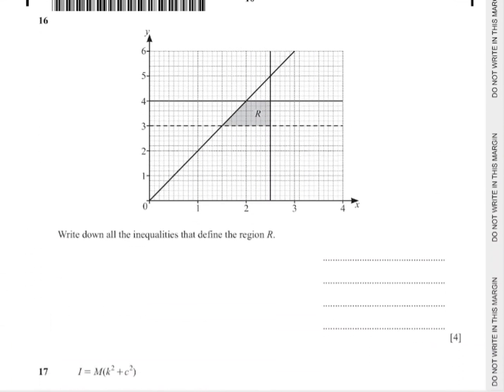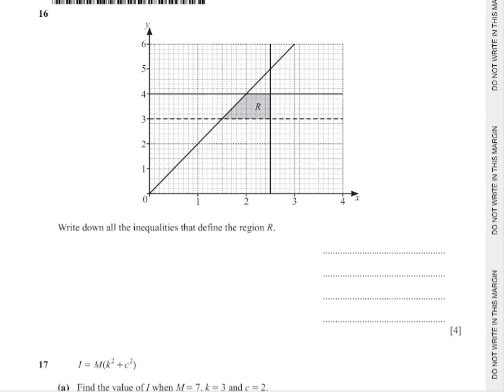Now 16, write down the inequalities that define the region R. So looking at first the two horizontal lines, we have y equals 4, and we want the lower one, so y smaller or equal to 4 because it's a solid line, and y greater than 3 because it's a dashed line. And the slanted line, picking points, we have 2, 1, and 0, 0. So this is obviously y, solid line, smaller or equal to 2x.